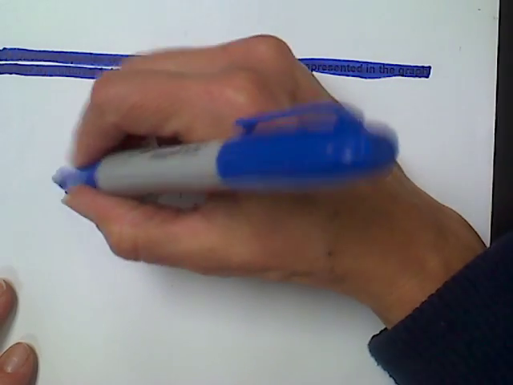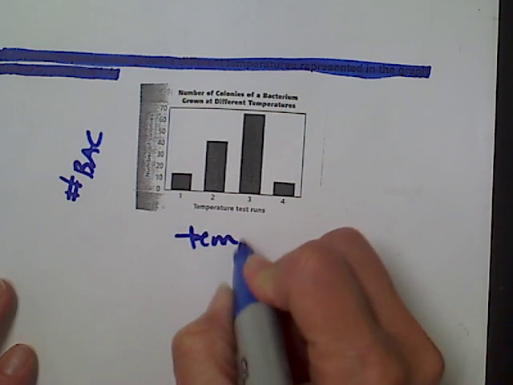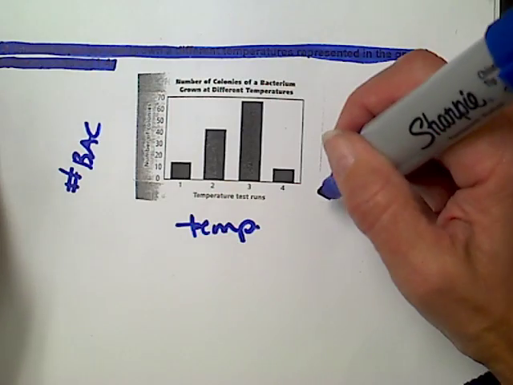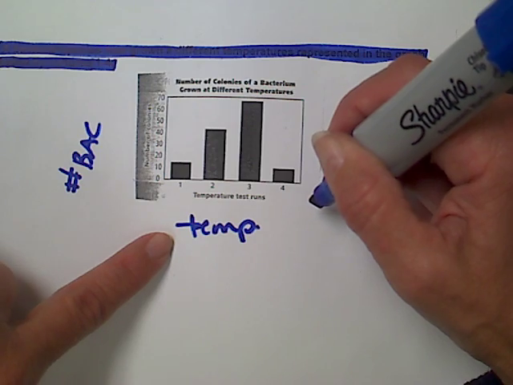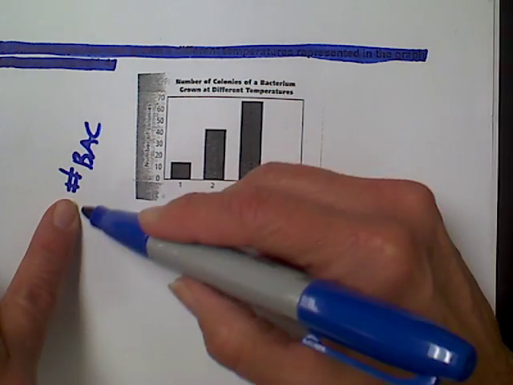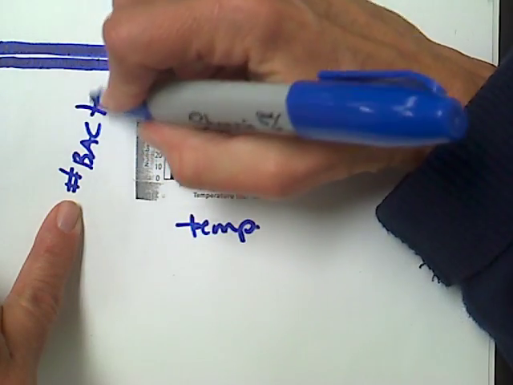Okay, let's take a look at some graphs here. This is a bar graph right here. And over here, I have the number of bacteria on this side. Over here, I have the temperature. So these are the different temperatures, temperature test run. And this is the number of bacteria on this side.